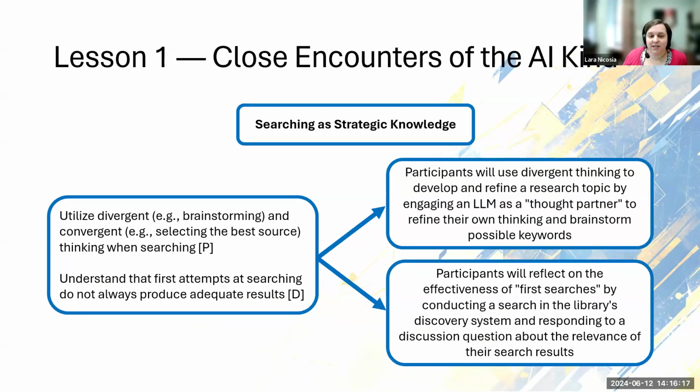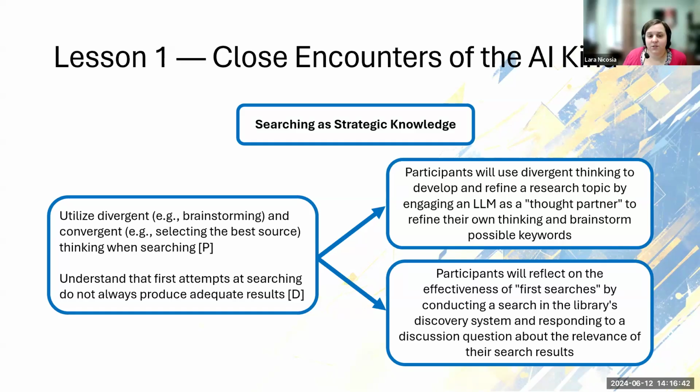For searching as strategic exploration, we chose the knowledge practice of utilizing divergent thinking, i.e. brainstorming, as part of the search process, and the disposition of understanding that first attempts may not always produce adequate results. The idea here was to demonstrate how early searching can continue to help with brainstorming and topic refinement, while also starting to introduce the search process.